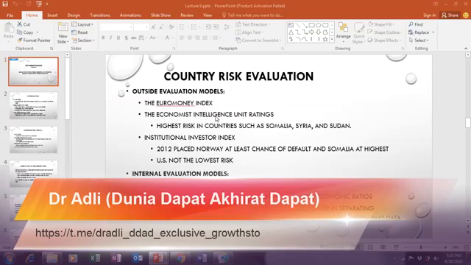We have the Institutional Investor rank. Switzerland is number 1. Number 2 is Norway. 3 is Sweden. 4 is Germany, then United States, Canada, Singapore, Luxembourg. Luxembourg is a very small country.